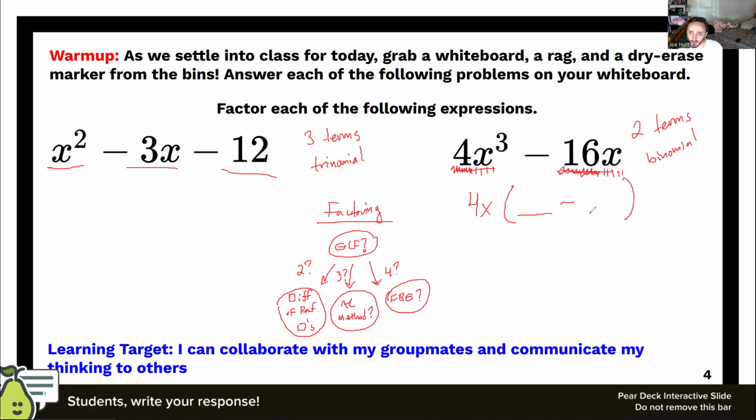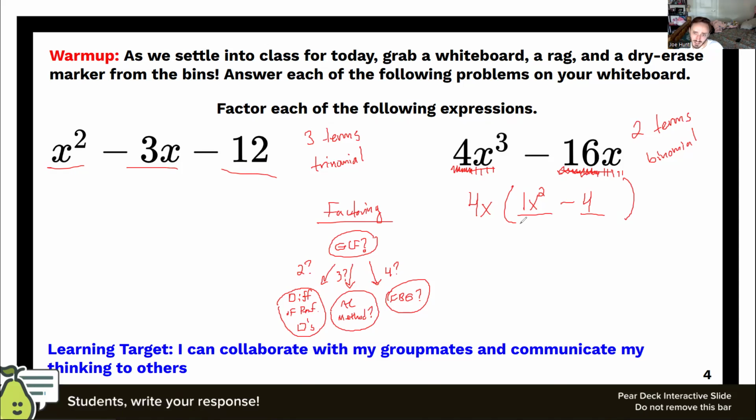Now, in order to figure out what goes inside the parentheses, I have to work backwards and say, what do I multiply by 4x to get back to 4x to the third? That first term is just going to be x to the second. 4 times 1 goes back to 4, and x times x squared goes back to x to the third. The rightmost term, 4 times 4 would get me back to 16, but then I don't really need a variable there, because 4x times 4 would get me that 16, and then the x is back. So inside parentheses, I've just got x squared minus 4.